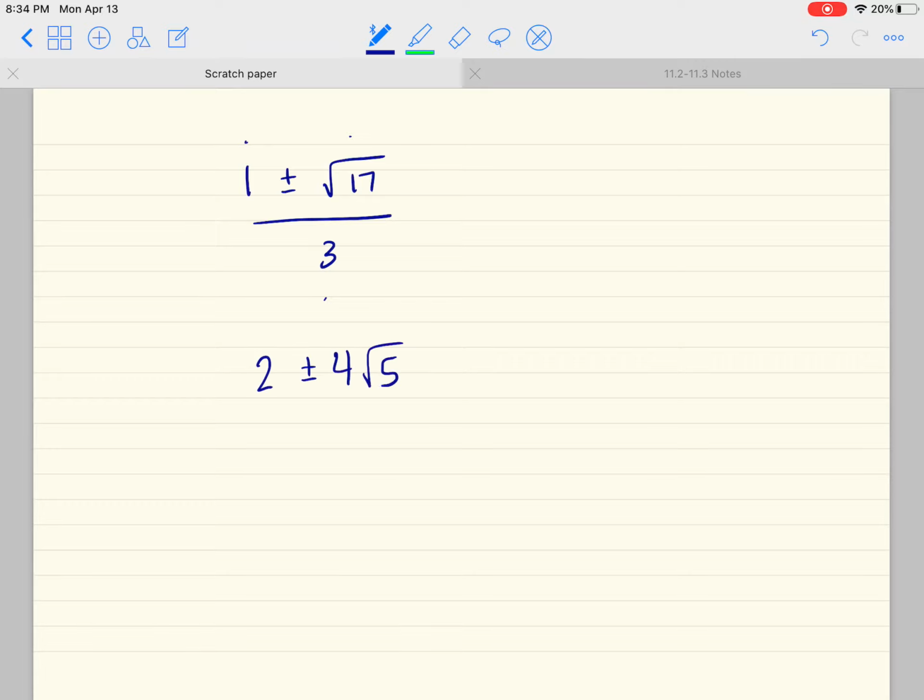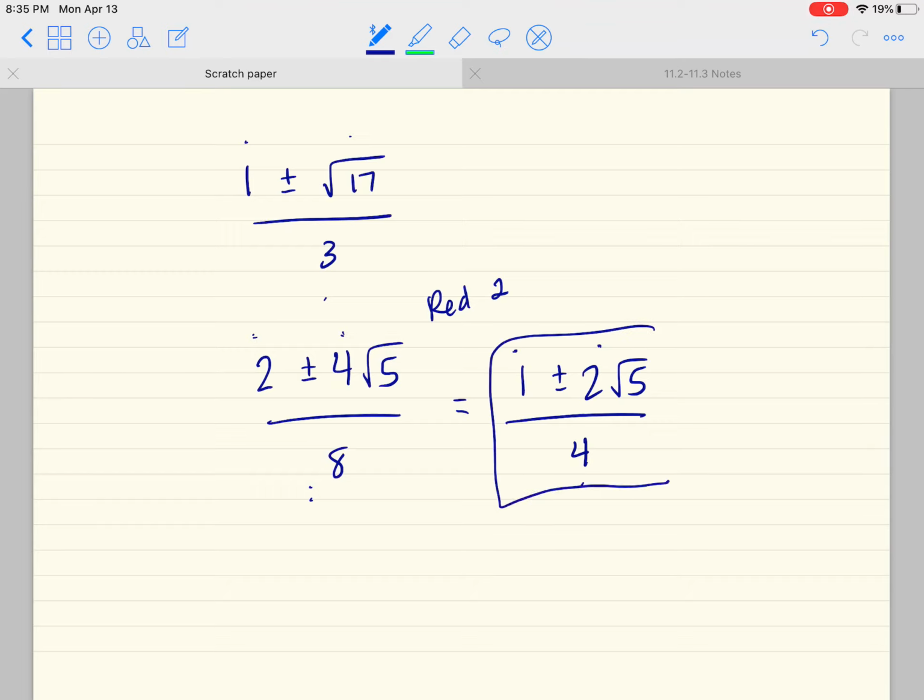But let's say you had something like 2 plus or minus 4 radical 5 over 8. Now the 2, the 4, and the 8, those three terms, have a 2 in common. So this one could be reduced by 2. If you divide here, here, and here by 2, you're going to get 1 plus or minus 2 radical 5 over 4. Now be careful. 2 and 4 have something in common, but you can't just choose to reduce part of the fraction. Because the 1 doesn't have anything in common, this is done. You wouldn't be able to go any farther there.